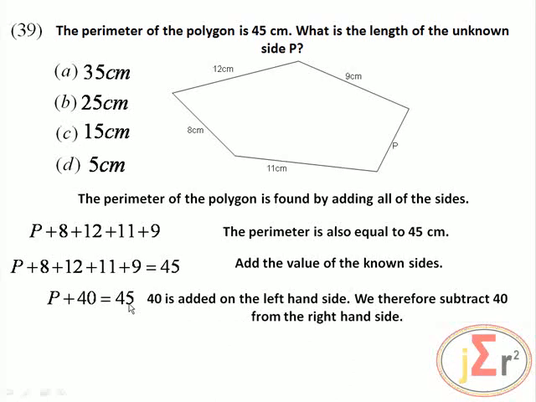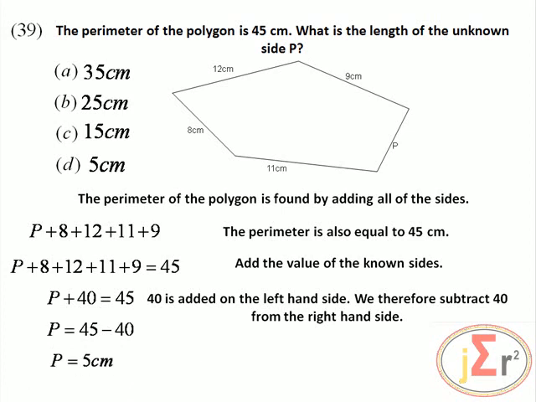Come now, Jerry, tell me what is the opposite of addition? Subtraction, right. And what is the opposite of multiplication? Good. The opposite of multiplication is division. The opposite of division is multiplication. So if we are adding on the left-hand side, we are going to subtract on the right-hand side. So we have P is equal to 45 minus 40. So P is equal to 5 centimeters.